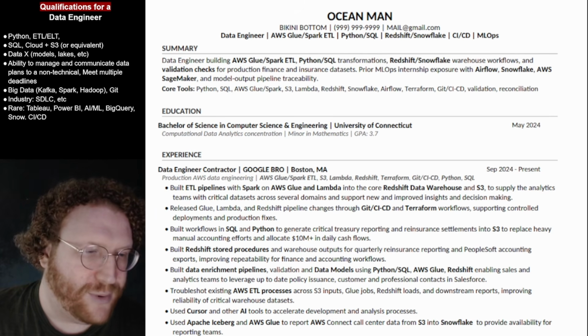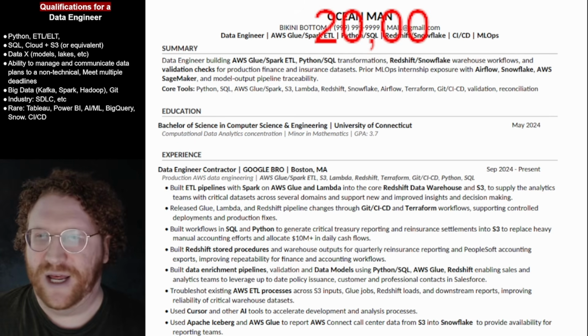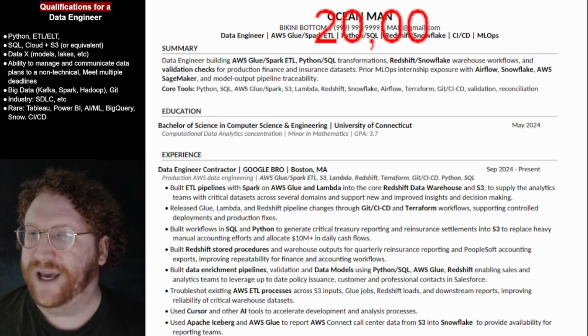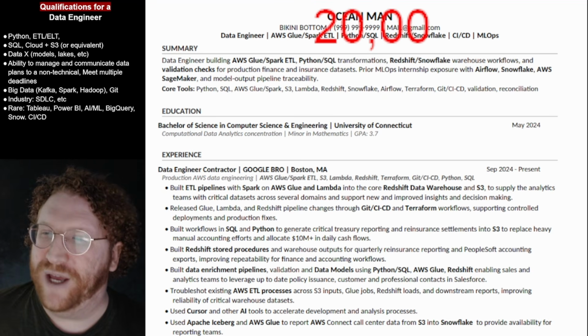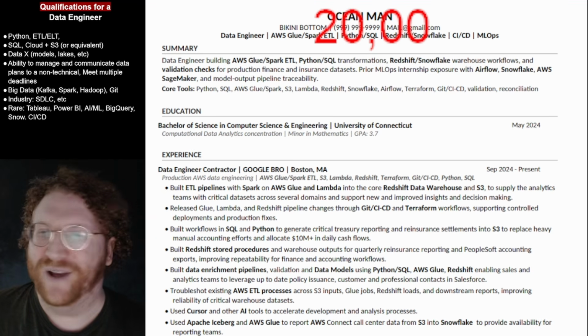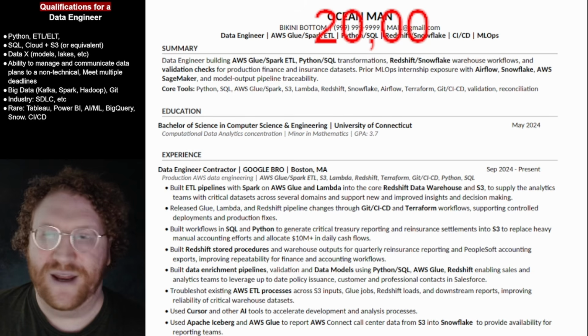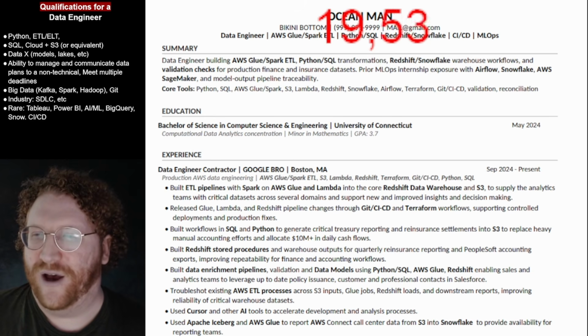Getting the clock up. Stopwatch, and let's see if the guy from Bikini Bottom, the Ocean Man, has a good or bad resume. So, and waiting for the airplane, go.